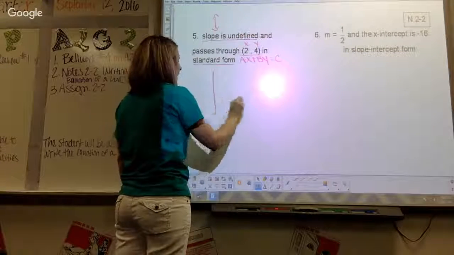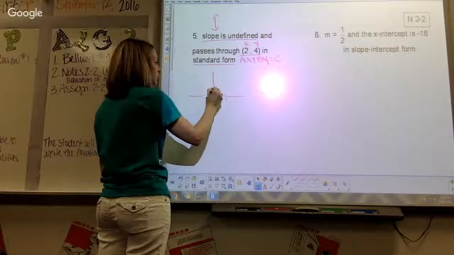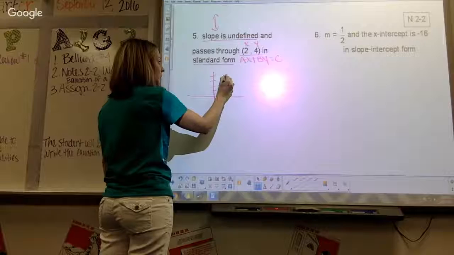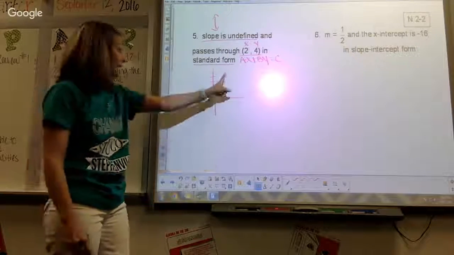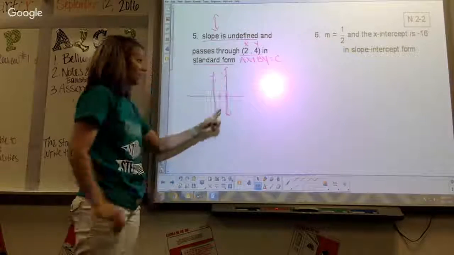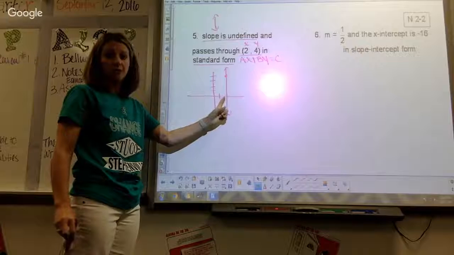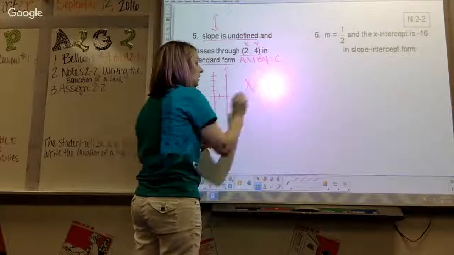So if we have the point, I'm just going to do a little graph here. If we have the point 2, 4, and we know the slope is undefined, which means it's a vertical line and it has to cross through that point, notice that vertical line will cross through the x-axis at 2. So that would be your equation.